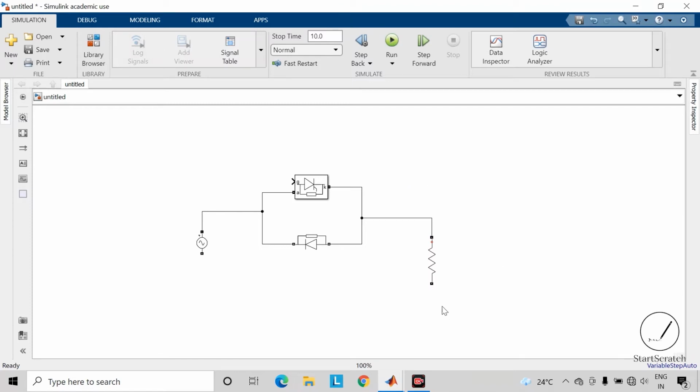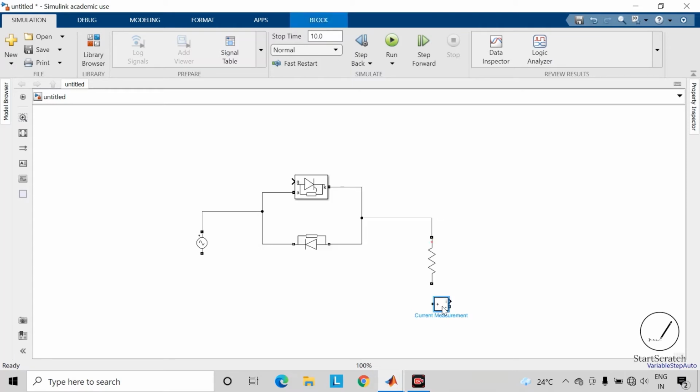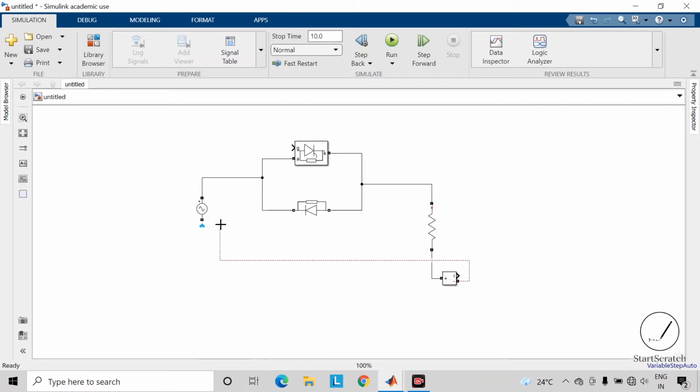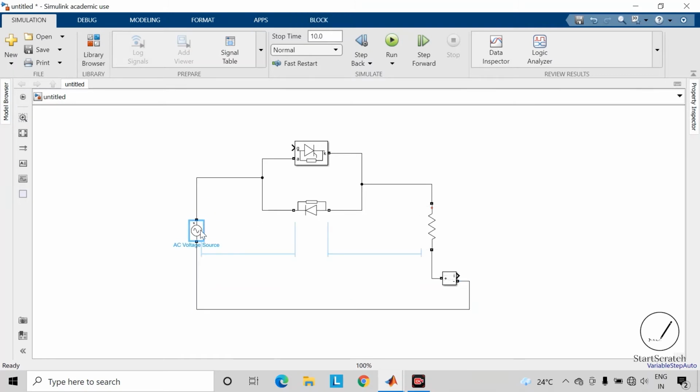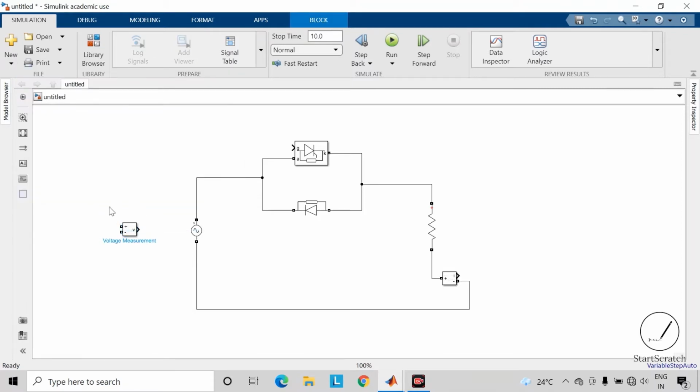Take a current measurement block so as to measure the current flowing through this load. Now take voltage measurement block to measure the voltage across the supply side and the load side. Copy this block to the load side.